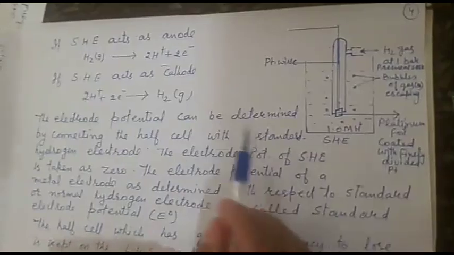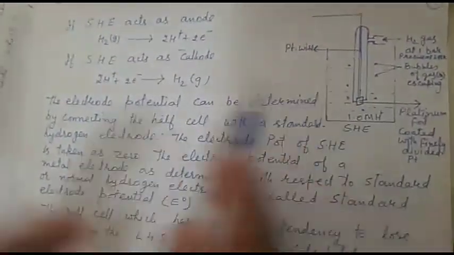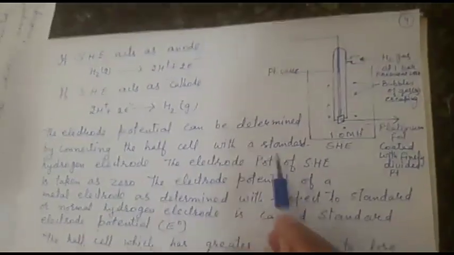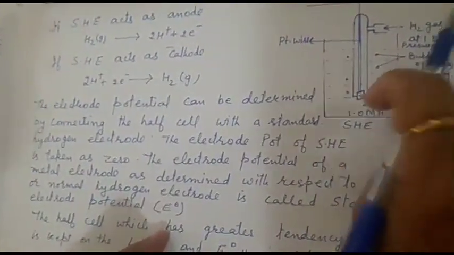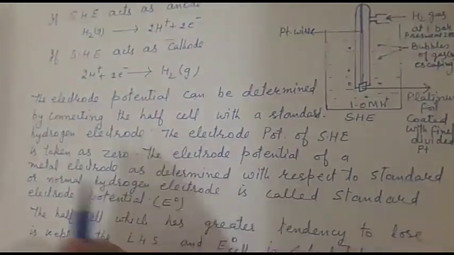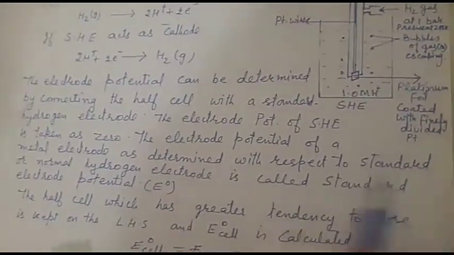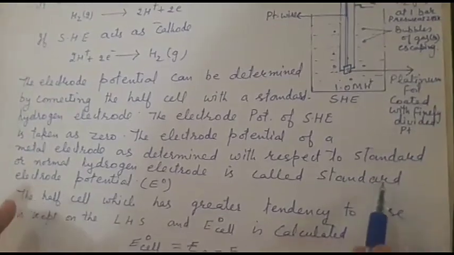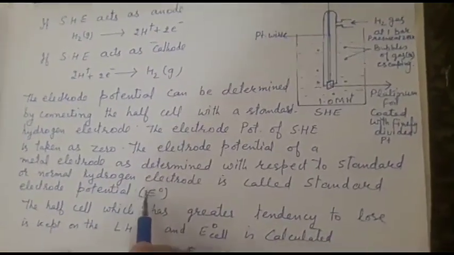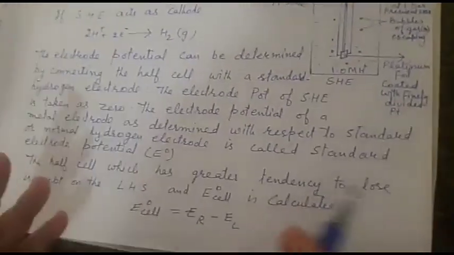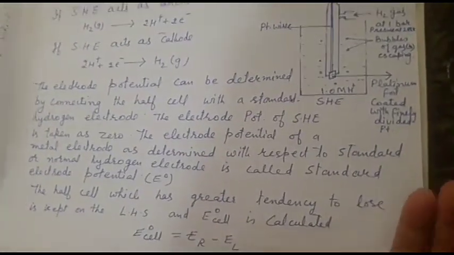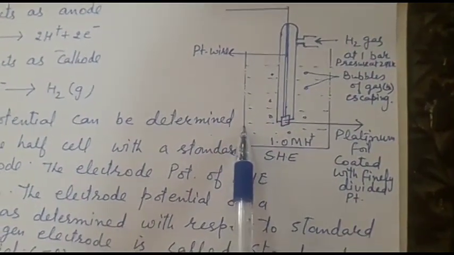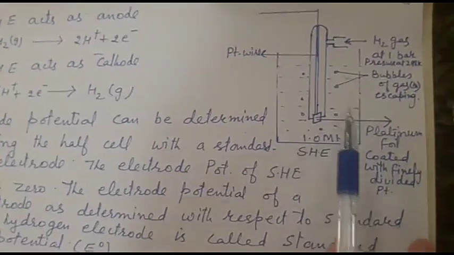The electrode potential can be determined by connecting the half cell with the standard hydrogen electrode. The electrode potential of SHE is taken as zero. The electrode potential of a metal electrode determined with respect to the standard hydrogen electrode is called standard electrode potential, and it is denoted by E naught. The half cell which has greater tendency to lose electrons is kept on the left hand side and E naught cell is calculated. So sometimes we may use it on the right hand side or sometimes on the left hand side.